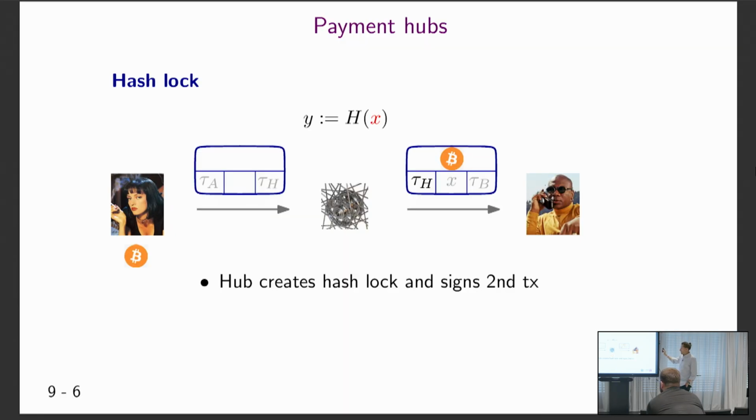So what happens next? Alice now puts the same condition in her transaction, right? So to take this transaction here, the hub would actually have to reveal this value x, which once it does, allows Bob to take the second transaction, right? So this way we link the two transactions. If the hub takes the first one, Bob can take the second one. If the hub doesn't, no one can take the second one, and so the hub is also protected.